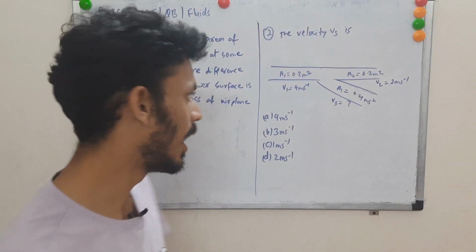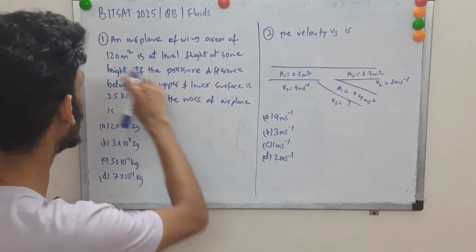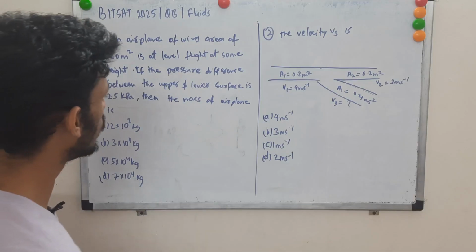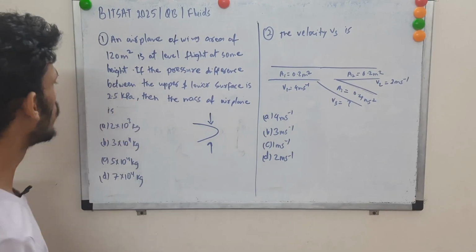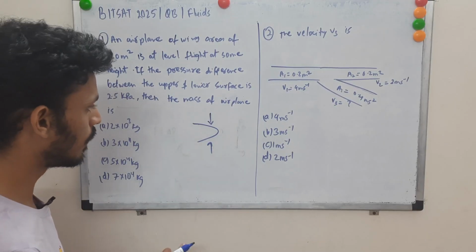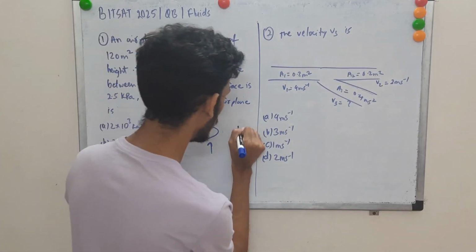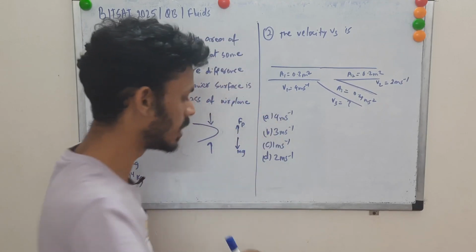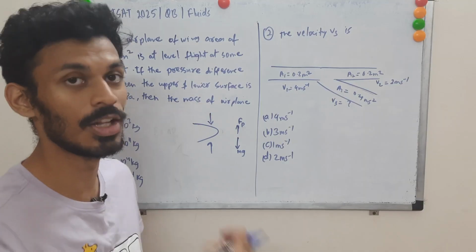Let's start with questions 1 and 2. In question 1 we have an airplane with wings of a given area, in level flight at some height. The pressure difference between the top and the bottom is of the order of 2.5 kilopascals. You are supposed to tell the mass of the plane. The force due to this pressure difference will balance the weight of the plane, mg in the downward direction.